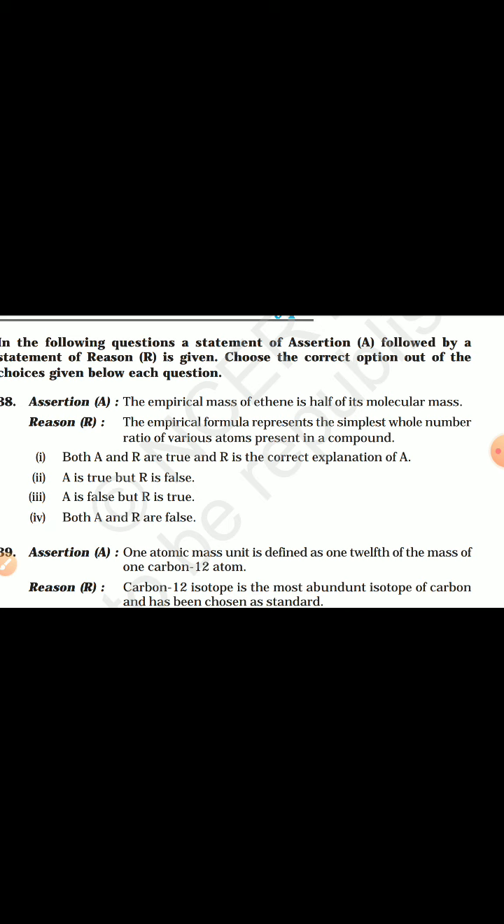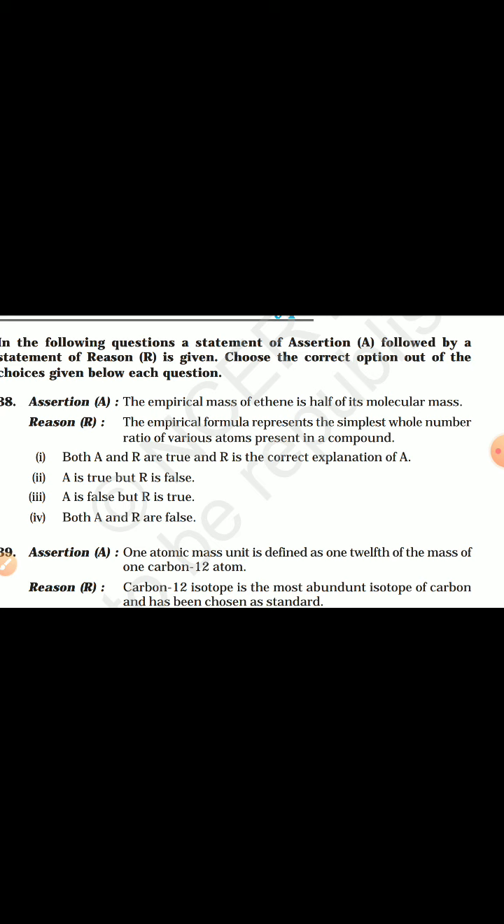Now here the various options are given. Option A, the first option, is both A and R are true, and R is the correct explanation of A. The second option is A is true but R is false. The third option is A is false but R is true. And the fourth option is A and R are false.